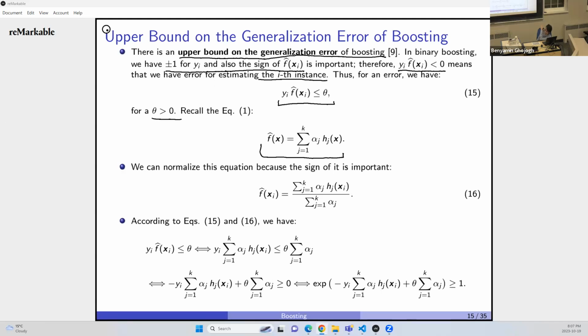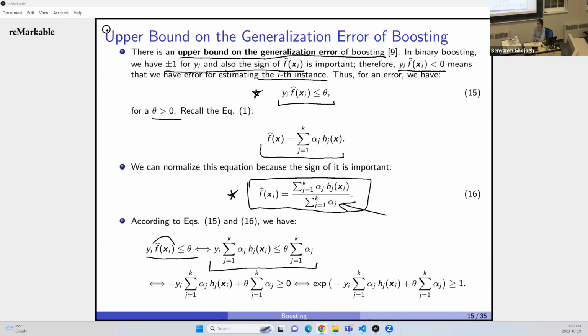Now we can normalize this equation because the sign of it is important. When the sign is important, does the value matter? No. So I can normalize it to become equation 16 by summation of alpha j. Now, according to equations 15 and 16, what do we have? We know that starting from equation 15, which was bad, right? Let's see. I replace f hat of x_i with equation 16. So I'll get this. Also, at the same time, I multiply the sides by the denominator of equation 16. And I know that summation of alpha j is greater than or equal to 0, so it doesn't change the direction of the inequality, right?